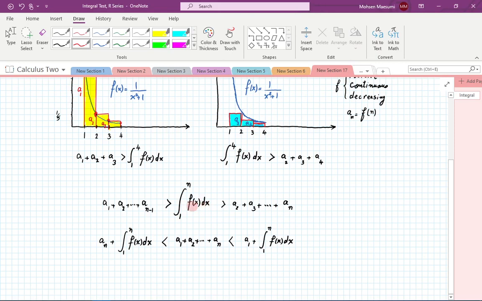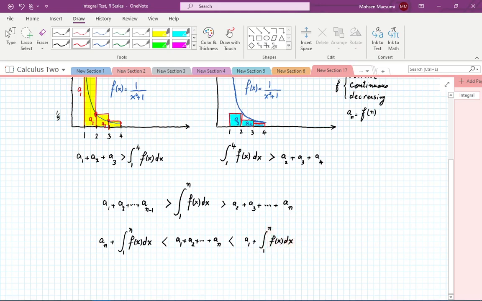We can rearrange this and say, for example, this area under the curve, if I add AN to it, I'm adding AN to both sides of this. So that sum is less than the partial sum from 1 through n. And if I add A1 to both sides, A1 through AN again is this term, and that sum is less than A1 plus the integral from 1 to n of f of x dx.